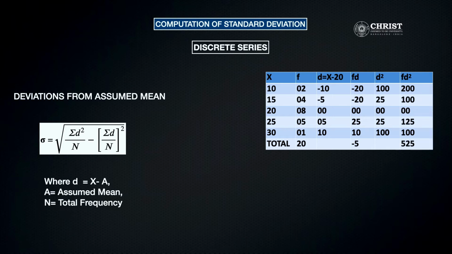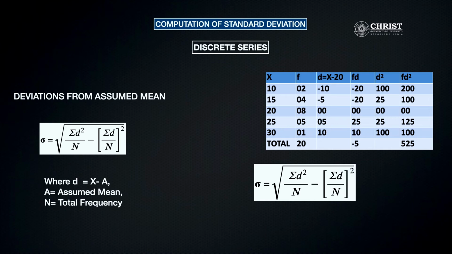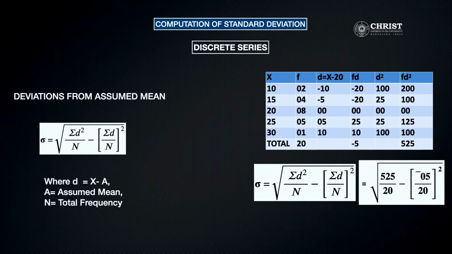So deviations d we are taking from x minus 20. Then fd values, d square values, fd square values. Now we have to substitute the values in the equation, that is 525 divided by 20 minus 5 divided by 20 squared, and take the square root.